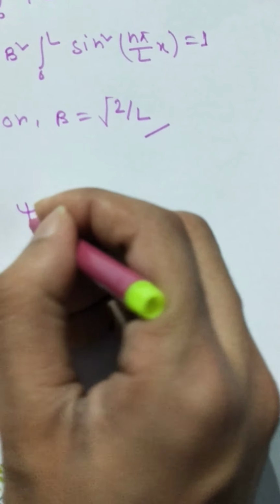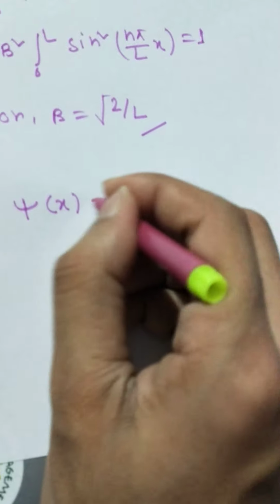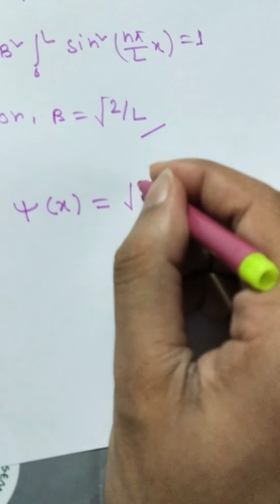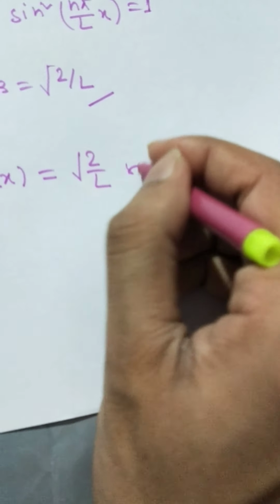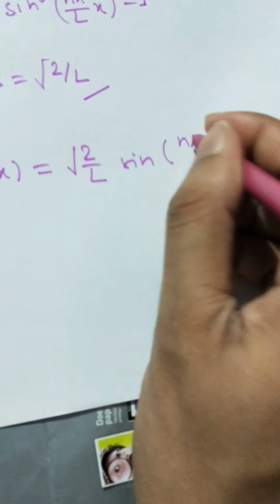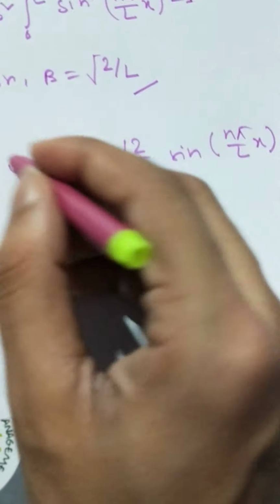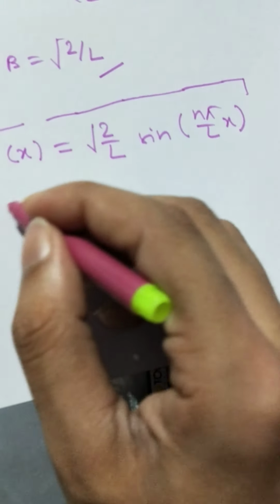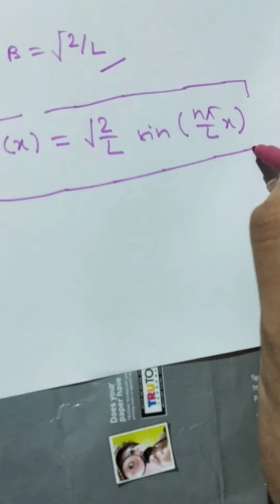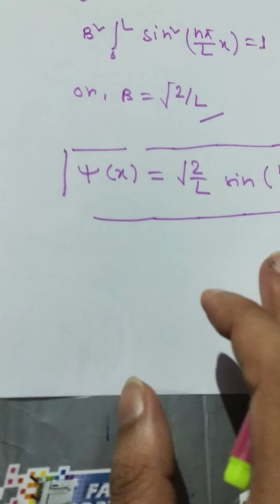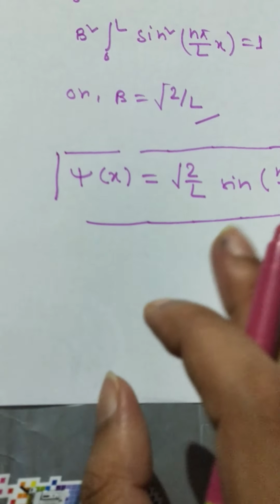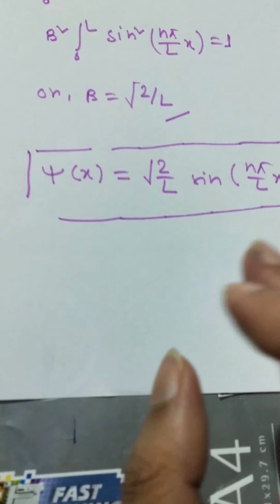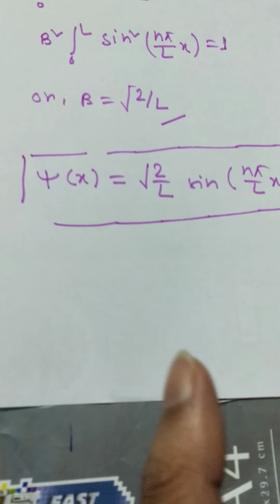So the final equation is this. So this is the Schrodinger equation for a special case, that is a particle in a box. The Schrodinger equation of a particle in a box.